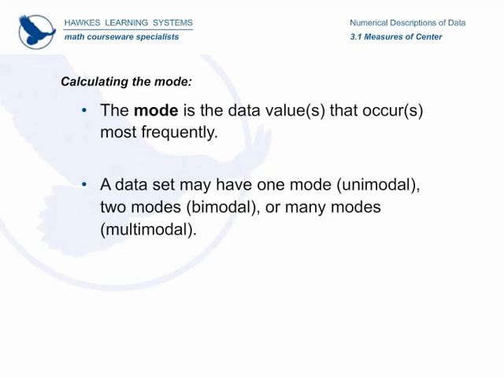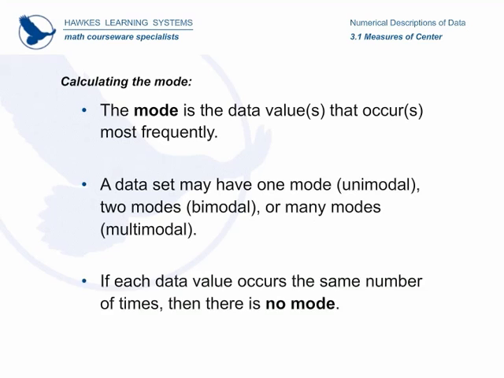A data set may have one mode, and that would be unimodal. Uni means one. It might have two modes, or bimodal. Bi means two. Or many modes, which would be multimodal. If each data value occurs the same number of times, then there is no mode, meaning there's no frequently occurring data value because they all occur the same amount of times. The mode will be a number in the data set.